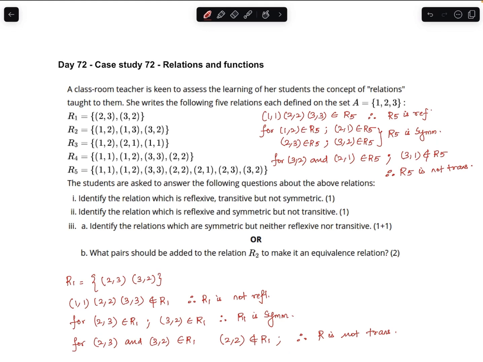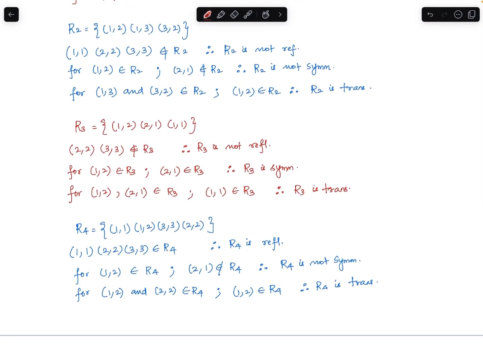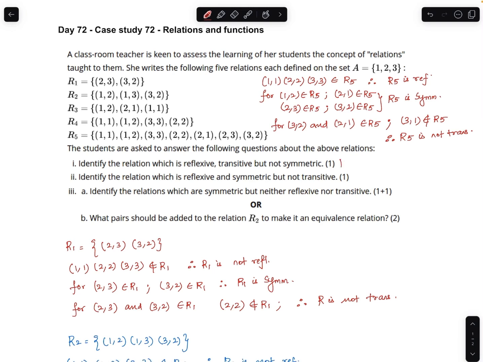Now that we have analyzed all the relations, we'll go back to the questions. Question 1. Identify the relation which is reflexive, transitive, but not symmetric. R4 is reflexive, transitive, but not symmetric. So the answer for the first question is R4. Second question, identify the relation which is reflexive, symmetric, but not transitive. R5 is reflexive, R5 is symmetric, but it is not transitive. So the answer for the second one is R5.